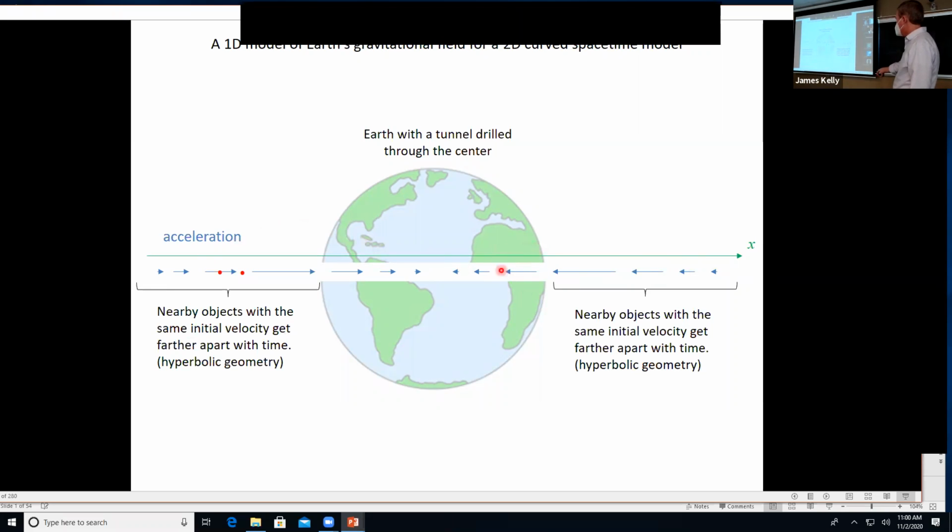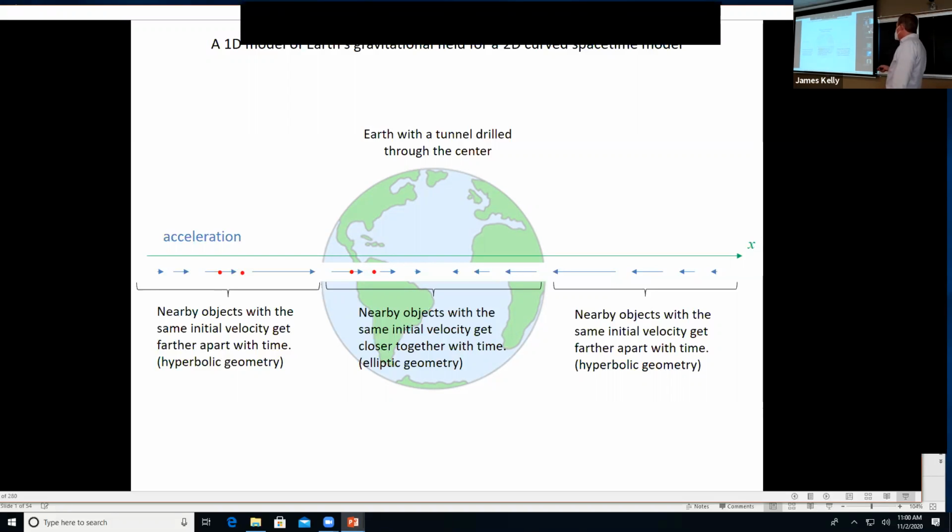And then in that region, we've made this artificial one-dimensional world out of the Earth. Nearby objects inside with the same initial velocity get closer together. That sounds like elliptic geometry. Let's try to envision, and I know we're just about out of time here, a space-time that has hyperbolic geometry at one end.